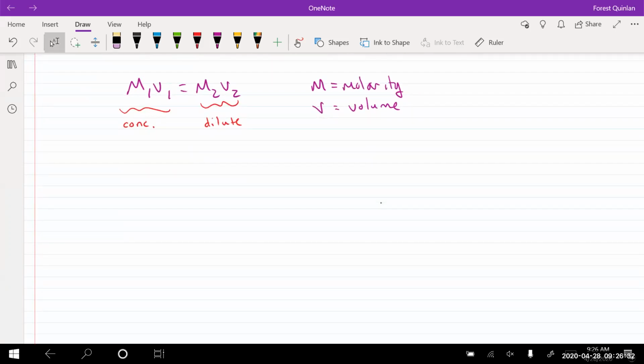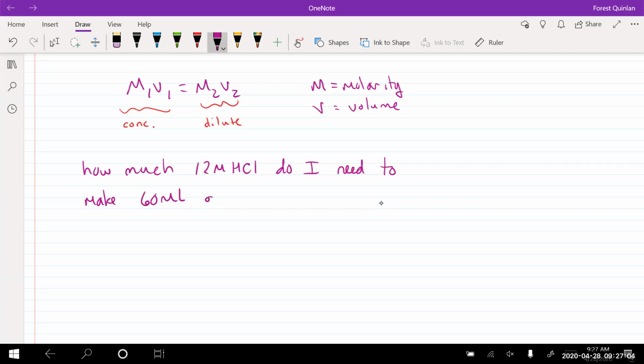I'm going to do one example because these really are just plug and chug situations. I'll do one example, and I'm pretty sure you guys will get it. This will be: how much concentrated 12 molar HCl do I need to make 60 milliliters of 0.1 molar HCl? Okay.